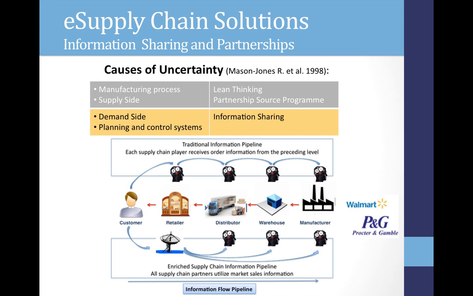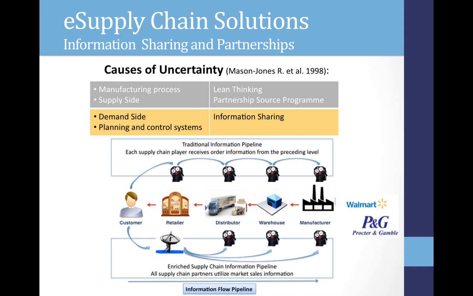Usually, this is done via the application of lean thinking methodologies. The second approach is when managers try to tackle the bullwhip effect by working closely with suppliers via partnership sourcing programs. After having taken these two actions, managers still realize there's operational uncertainty, and the reason for this is that the demand side and the control systems still represent a source of uncertainty in the supply chain.